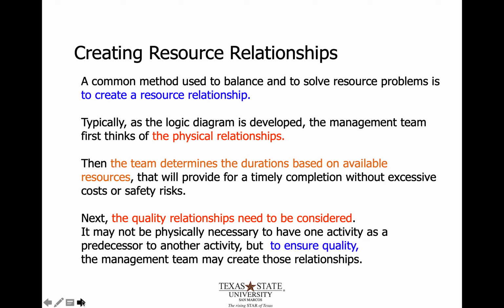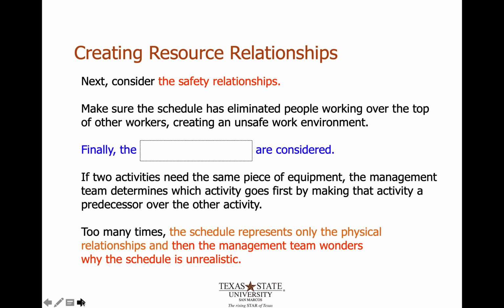And so by doing that, you're effectively ensuring these quality relationships between the individual activities. Then you need to consider safety relationships, like we talked about with balancing safety, cost, and quality in the first lecture of this class. So you need to make sure that the schedule limits people working over the top of each other or too close to each other, which would create some sort of unsafe work environment. Then you could finally, at that point, assess the relationships and link them to the individual activities.